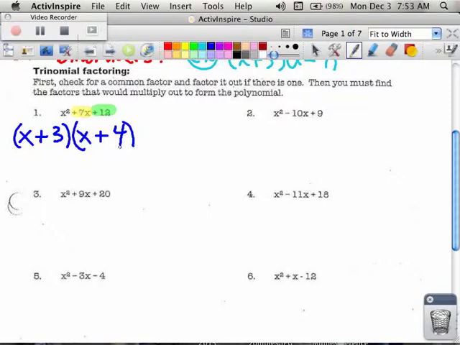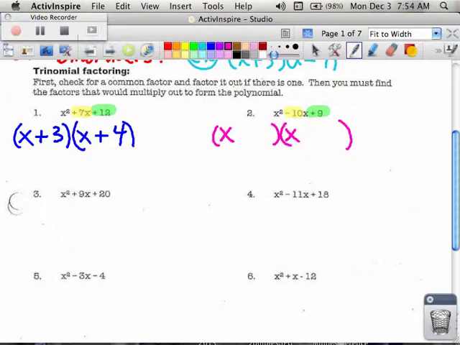In the next example, same kind of deal. Does anything go into all three things? Nope. So I write down my two parentheses. I need to get that x squared out when I FOIL. So that means when I factor, I need an x times an x to make that happen. And then I'm looking for those two numbers, first of all, that have to add to negative 10 and have to multiply to positive 9. So two numbers. So it will always be the x that you want it to add out. Correct. Always want to add to the x, multiply to the number. Two numbers that multiply to give me positive 9, but add to give me negative 10.